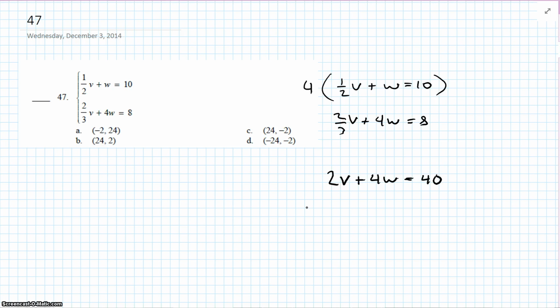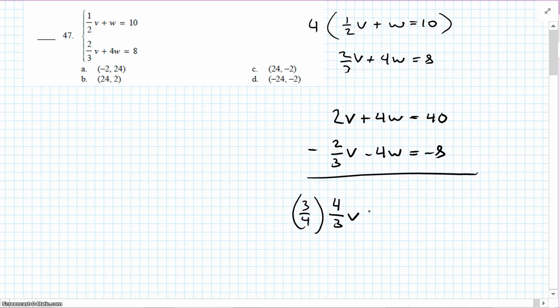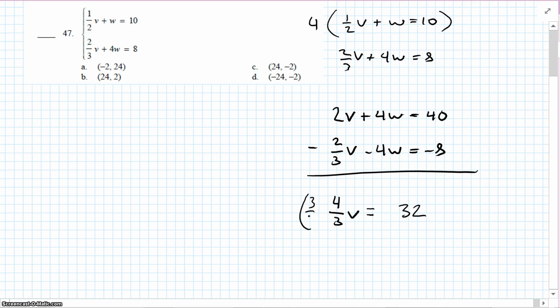Now I can subtract the bottom one: minus 2/3 v minus 4w equals negative 8. So when I subtract, what's 2 minus 2/3? It's going to be 1 1/3, but I can rewrite that as 4/3 v equals positive 32. Hold on. So how do I get rid of the 4/3? I multiply each side by 3/4.